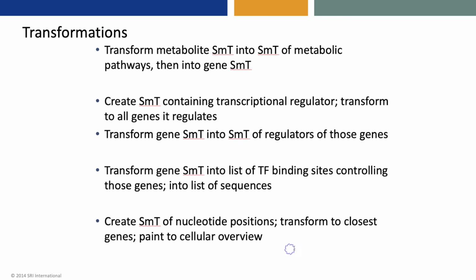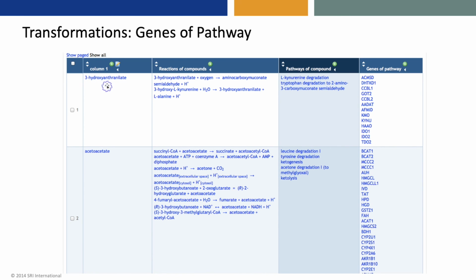We could create a smart table of nucleotide positions and then transform that to the closest genes and paint it onto our metabolic overview. So really, smart tables often let biologist users perform analysis tasks that they'd otherwise need programming skills to perform. And here's a visual example where we've started with these metabolites, transformed them to reactions involving those metabolites, pathways involving those metabolites. So this metabolite is involved in these two pathways because this one wraps around. And then these two pathways were transformed to their gene lists. So these are all the genes, human genes, involved in these pathways.